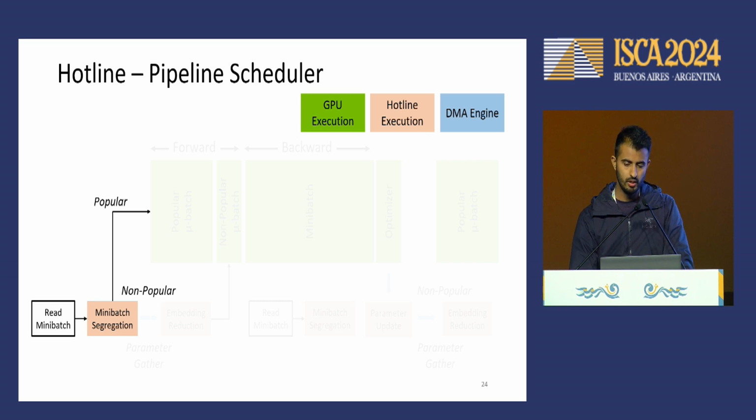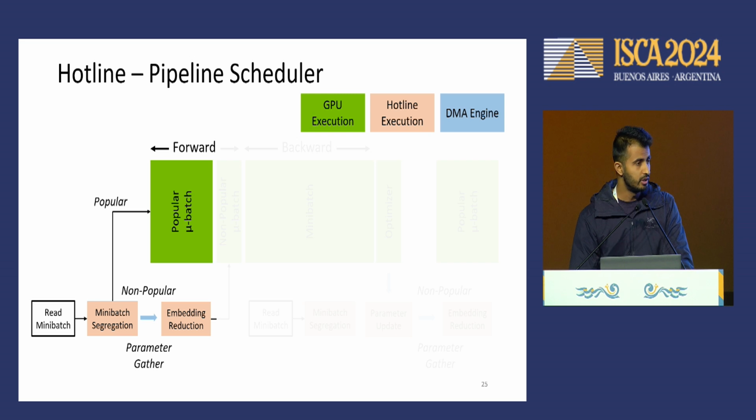In the second phase, the training executes in a pipeline fashion that is complemented by the Hotline pipeline scheduler. Here, the green color shows the GPU execution, the orange is the Hotline execution, and the blue is the data transfer using the DMA engine. At the start, the Hotline Accelerator segregates the mini-batch into two micro-batches, popular and non-popular. The popular micro-batch comprises all highly accessed embeddings, while the non-popular micro-batch comprises a mixture of both highly and non-highly accessed embeddings.